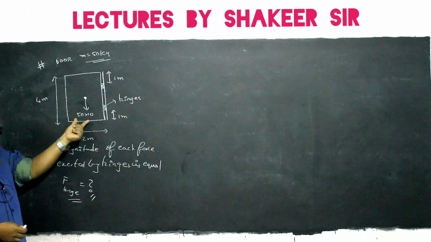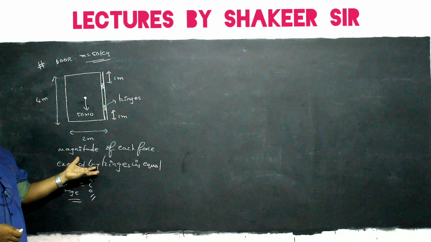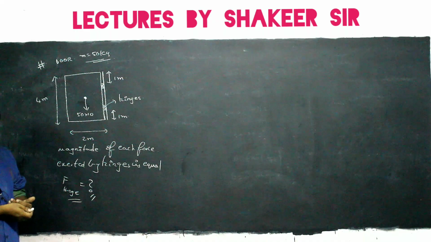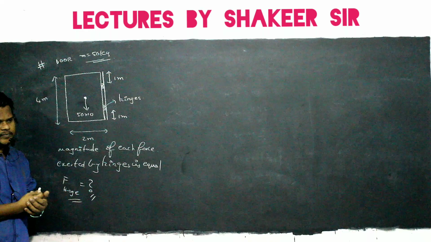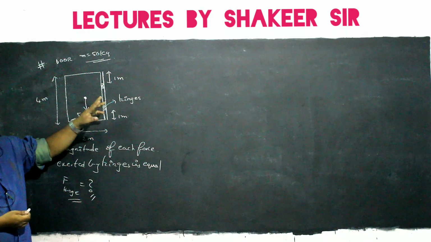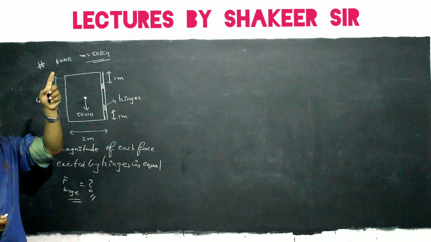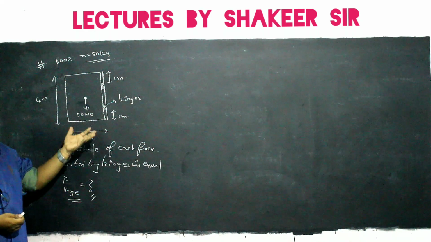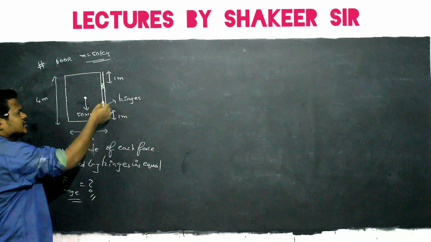Because of this weight, this door tries to come down. But why is it not coming? The hinges are supporting, no? So, if the weight of this door is acting downwards, then the force exerted by the hinges should be in the opposite direction. Then only translational equilibrium will exist. That's all, no?